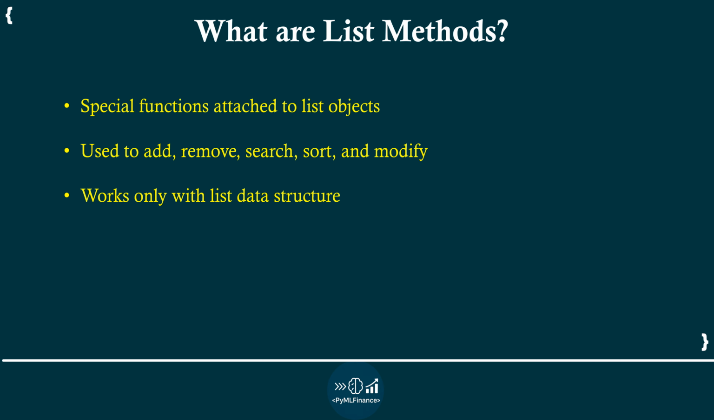So, what are list methods? List methods are built-in functions that help you manipulate lists easily. These are special functions attached to list objects, and they are used to add, remove, search, sort, or modify items of the list. These methods work only with list data structures. Every data structure in Python has its own built-in methods. For lists, we will go through each method one by one with clear examples.